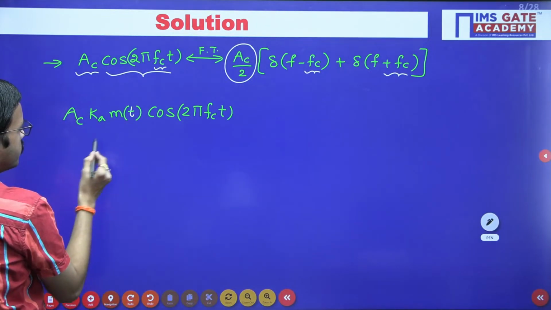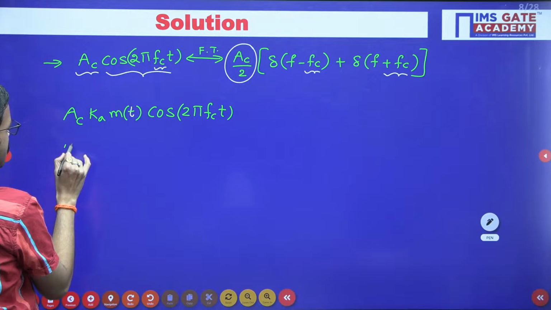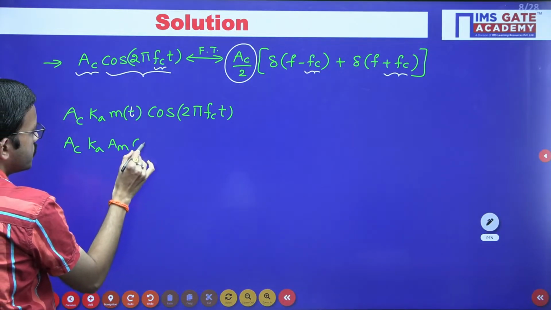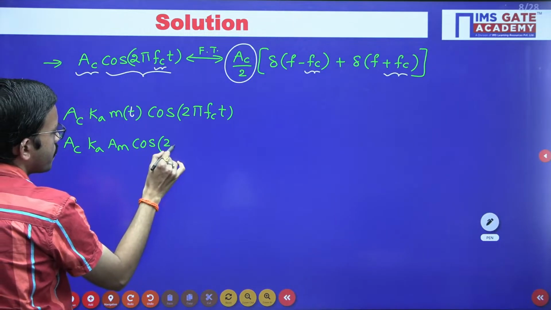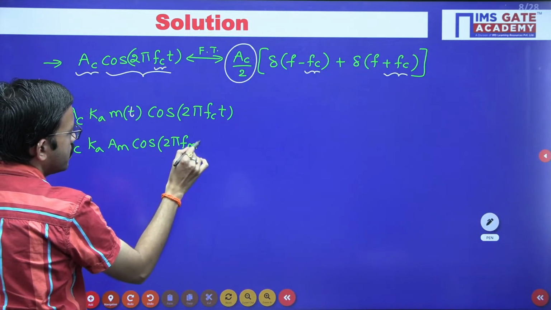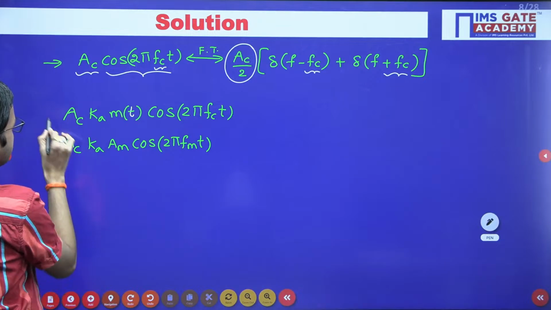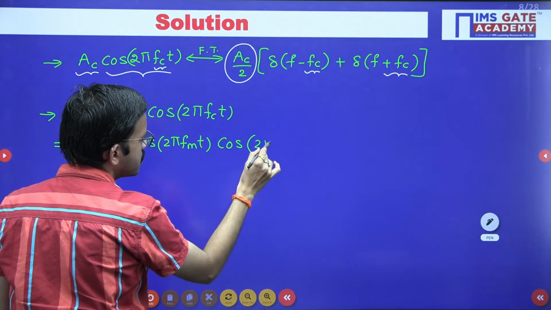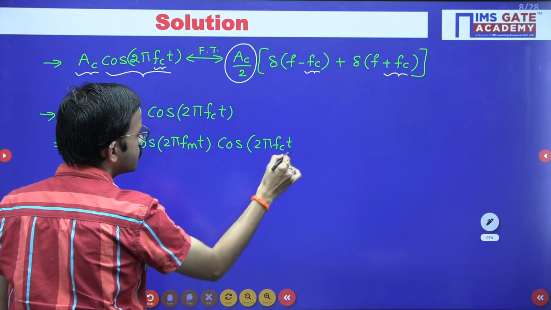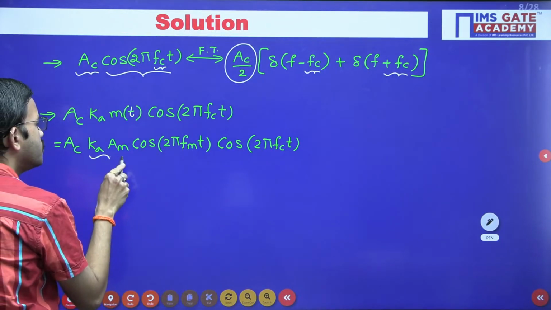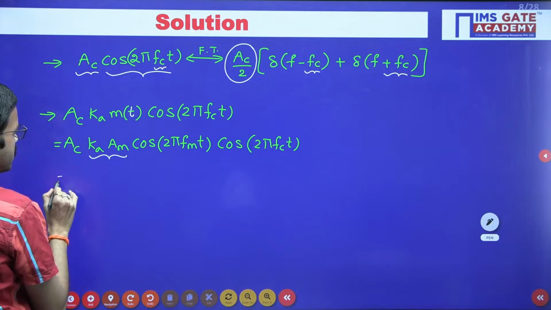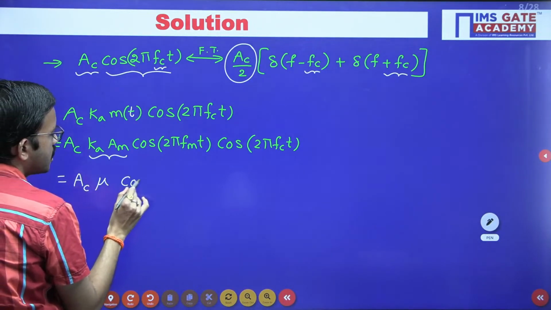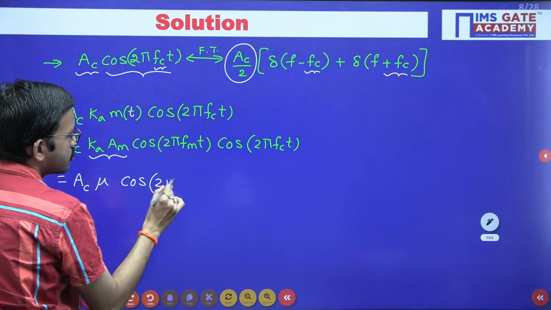Here m(t) you can assume Am cos 2 pi fm t. Here cos 2 pi fc t stays as it is. Now K into Am we are assuming as the modulation index, so that is nothing but mu. Then cos 2 pi fm t into cos 2 pi fc t.